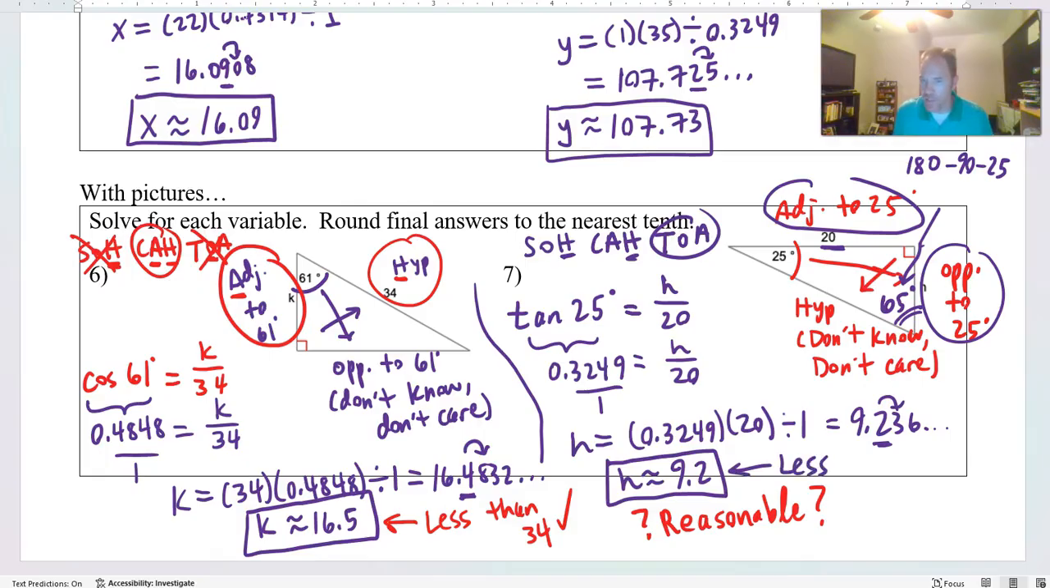So that's less than 20. Thinking back to 30-60-90 triangles, we talk about the short leg and the long leg. H should be the short leg. It's opposite a smaller angle compared to 20. So that is less than 20, which makes it reasonable.